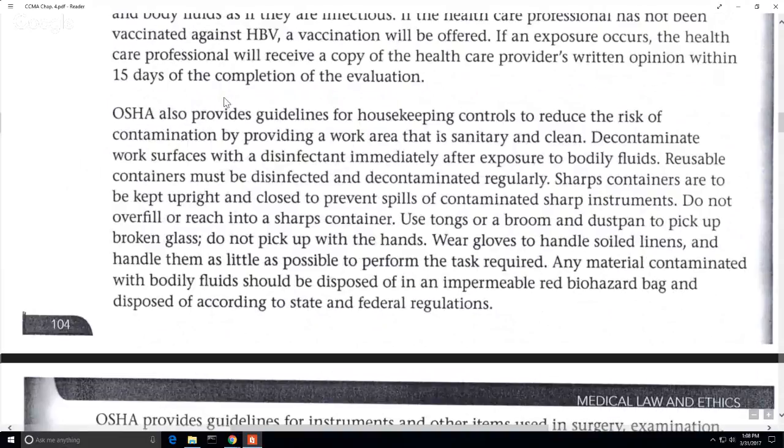Now, OSHA also provides guidelines for housekeeping controls to reduce the risk of contamination by providing a work area that is sanitary and clean. Decontaminate work surfaces with a disinfectant immediately after exposure to body fluids. Now, that's also a question.